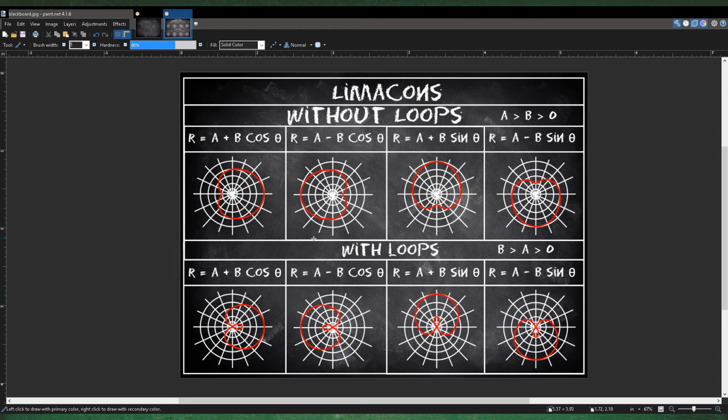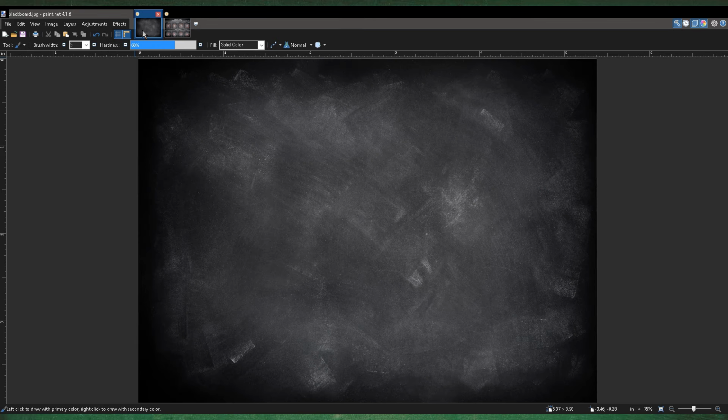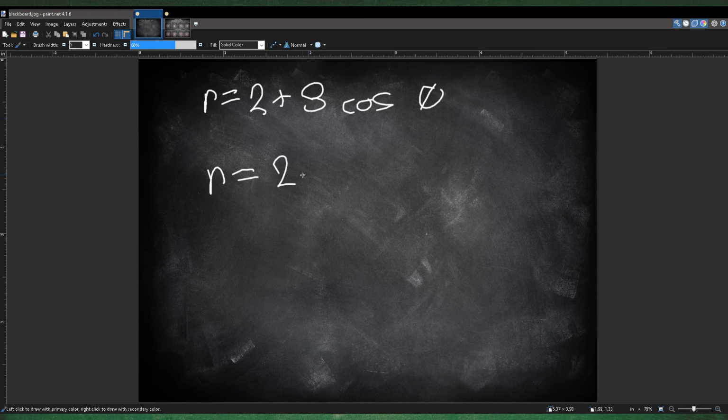So how do you remember if it has a loop or no loop? I'll give you two cases. Let's say r equals 2 plus 3 cosine of theta, and r equals 3 plus 2 cosine of theta. It's just a matter of which one's bigger, B or A. So that's what it is.